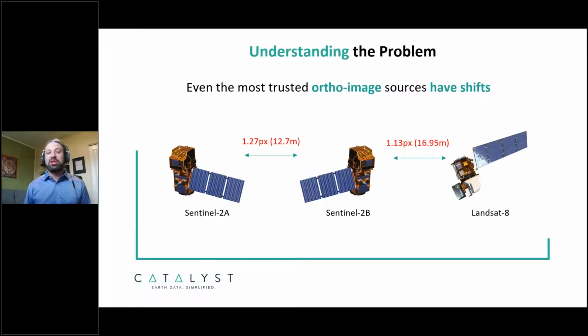So in this demonstration that Jason's going to showcase today, even looking between Sentinel imagery, Sentinel 2A and Sentinel 2B, we can still measure noticeable shifts of up to 1.27 pixels. Comparing Sentinel 2B to Landsat 8, we measured shifts of up to 1.13 pixels, looking at just a small subset. These translate to 12 to almost 17 meters in shifts. And keep in mind, these are some of the most rigorously controlled ortho imagery on the planet. So even between these archives and sources, we still have shifts.